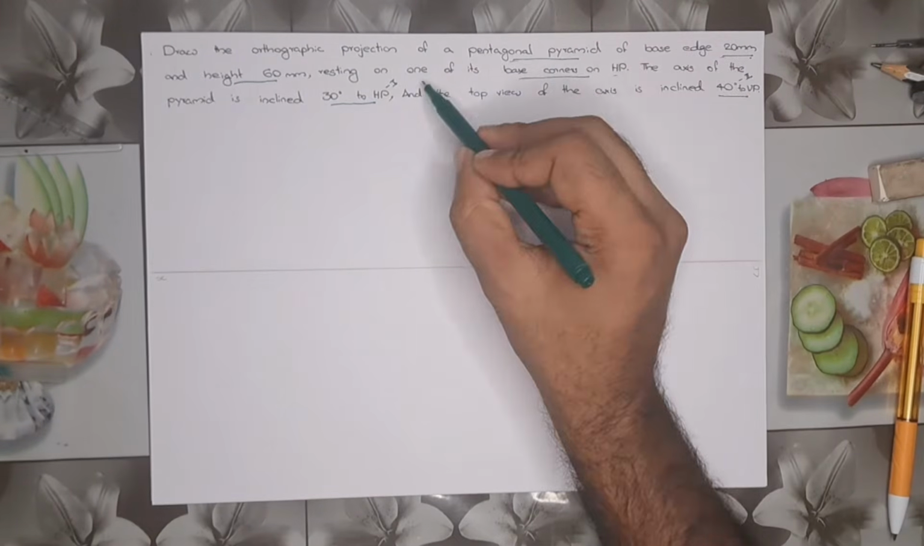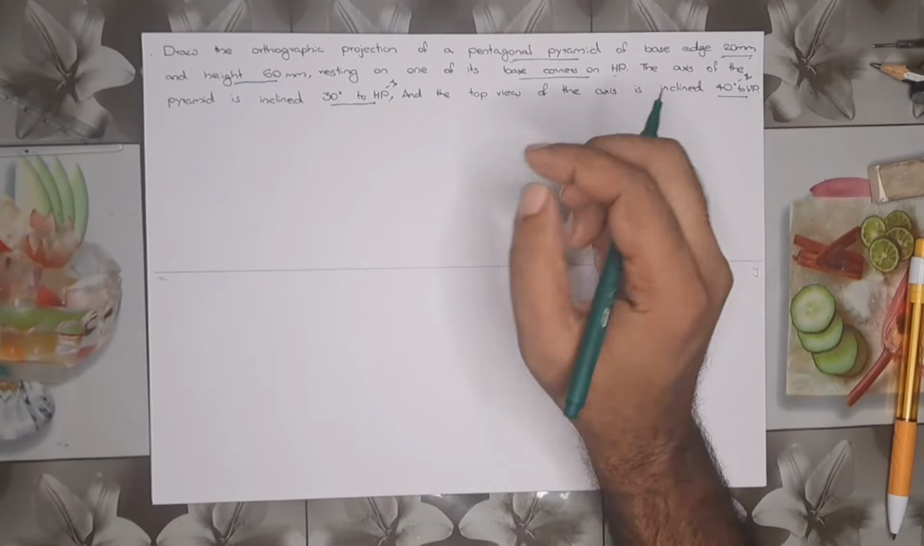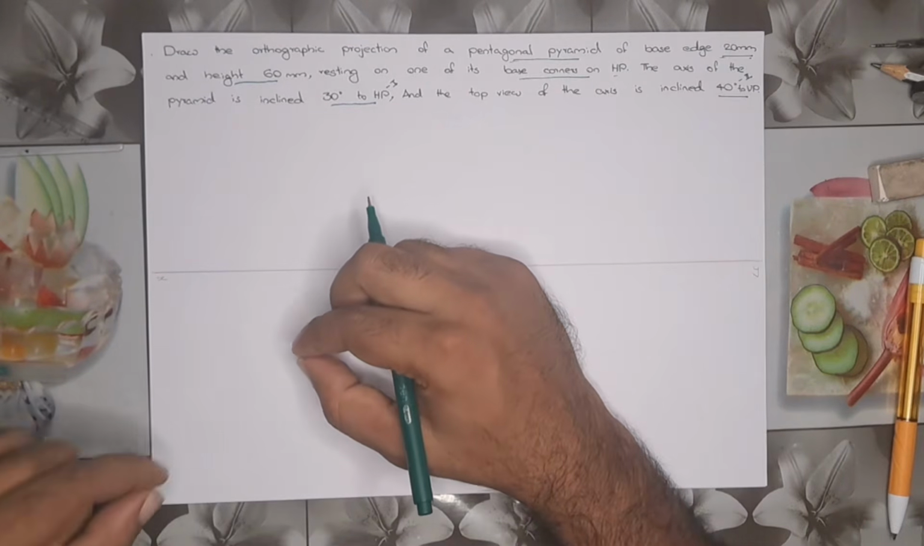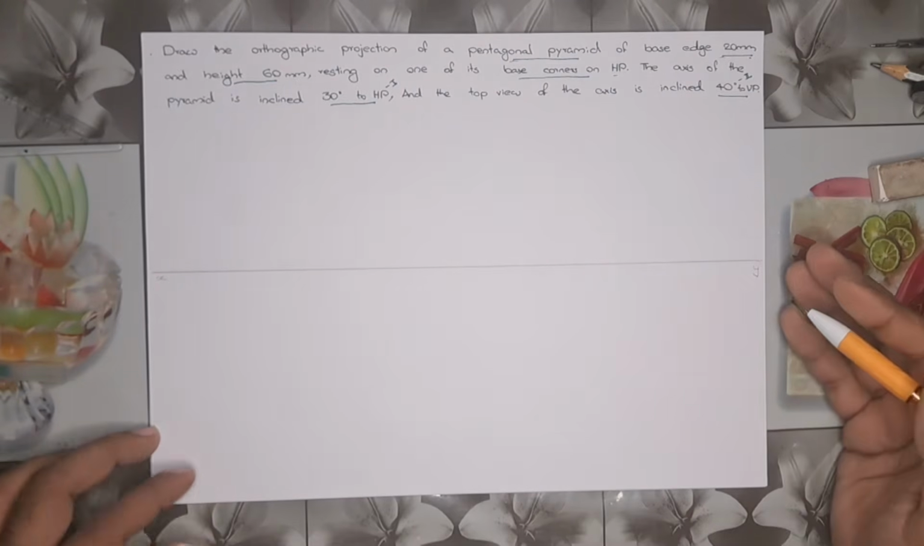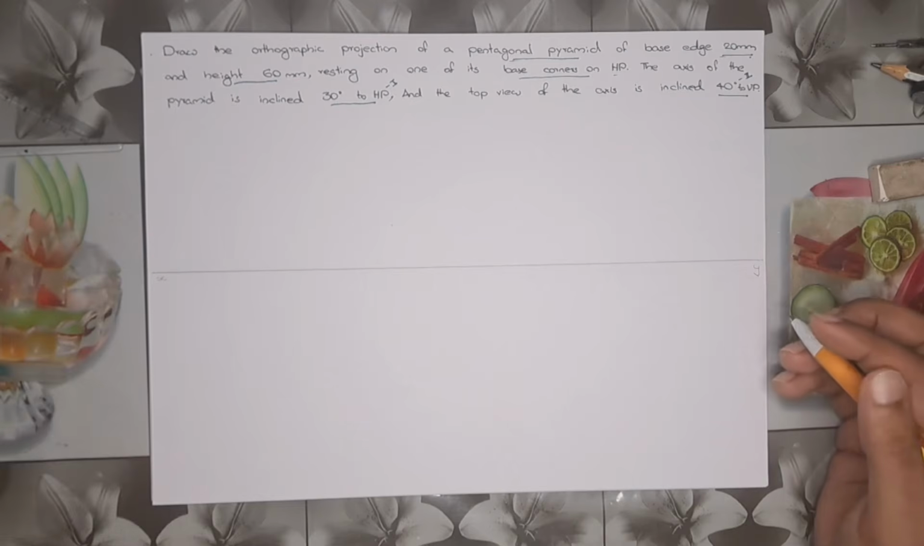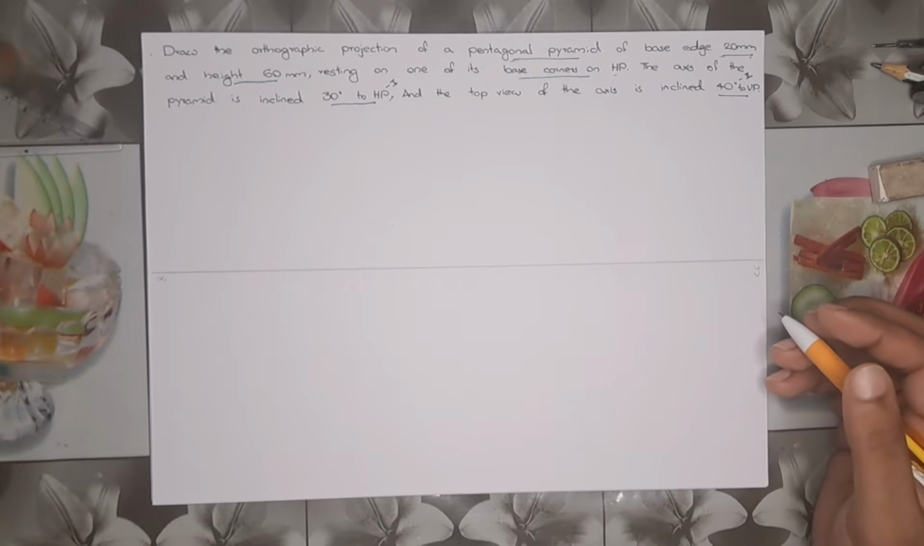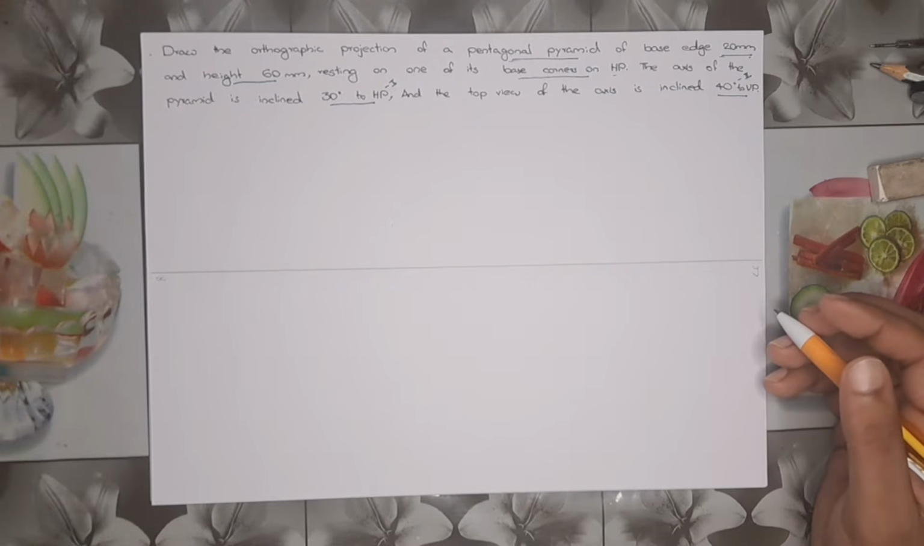The pentagonal pyramid is resting on one of its base corners. So on the right side there must be a corner. Okay, so let's start. First we have to draw the XY line. We draw the XY line, then we have to draw the pentagon. The interior angle of the pentagon is 108.